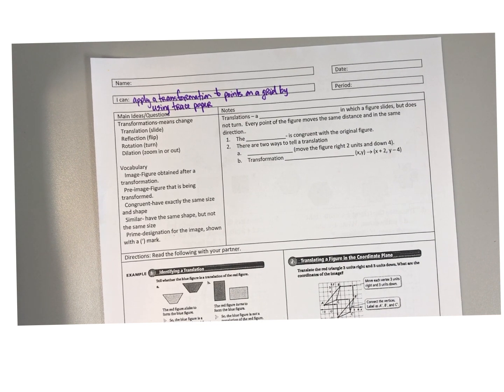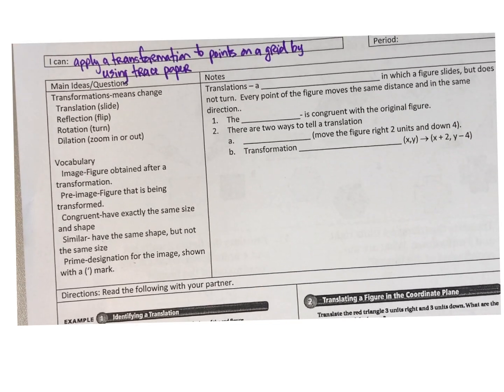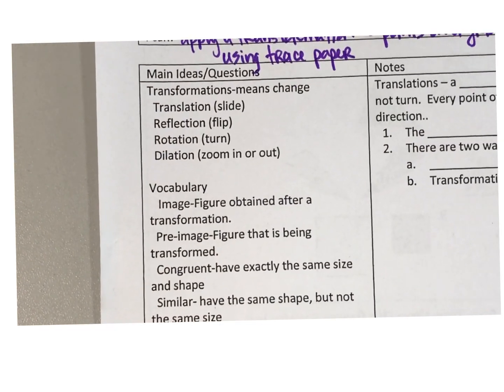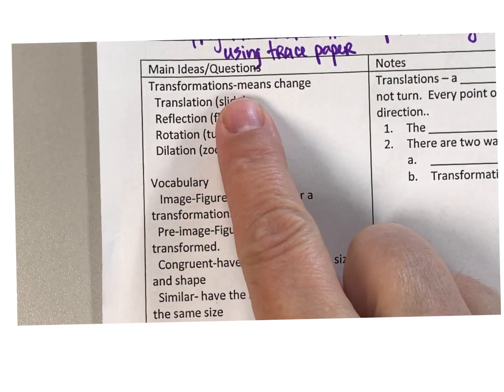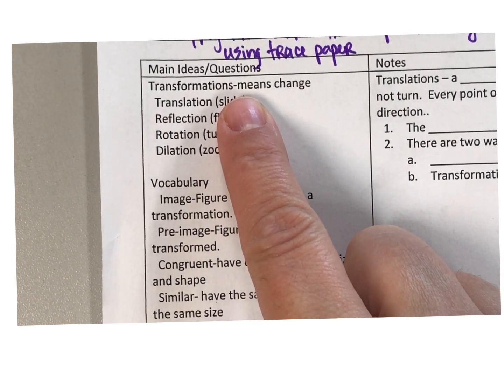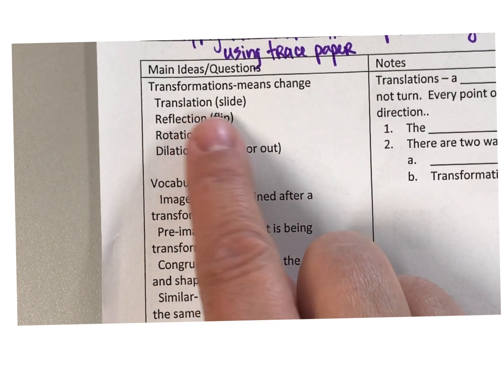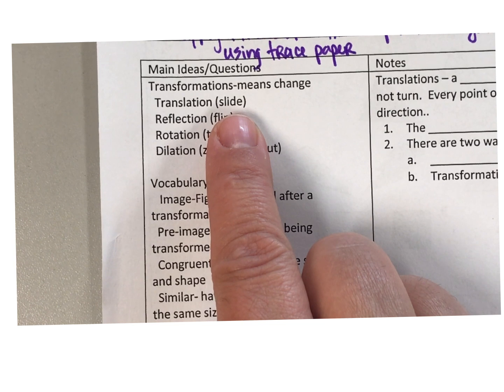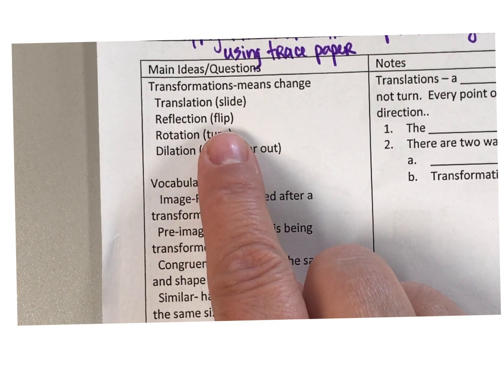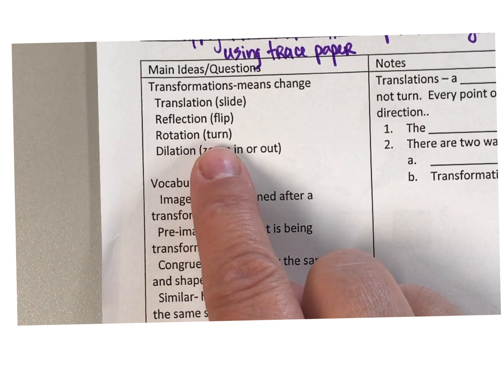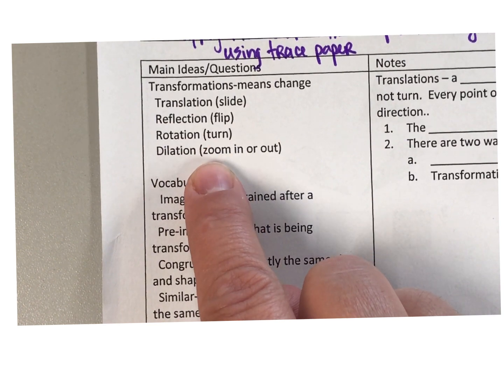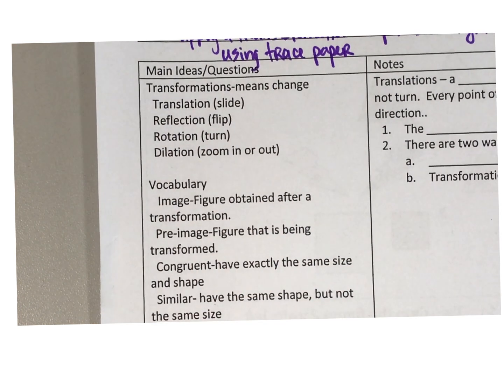Let's talk about some words themselves. I'm going to zoom in here. Let's talk about transformation. A transformation means a change, so it means to change from one thing to another. Today we're going to talk about translation, which is considered a slide. Later we're going to talk about reflection, which is a flip; rotation, which is a turn; and dilation, which is a zoom in or zoom out. Again, today we're going to be talking about a translation.